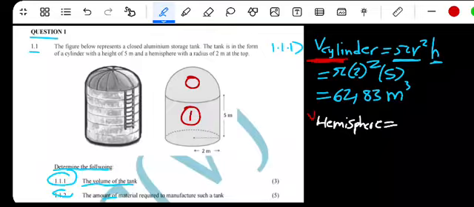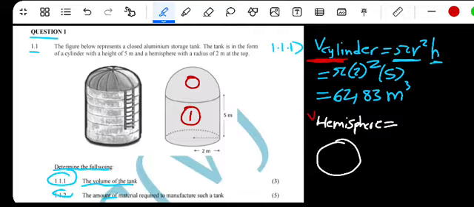What will be the volume of the hemisphere? We know the volume of the sphere like this. If you have a sphere, you must know that the volume of it is 4 over 3 multiplied by pi r cubed. But now this is for the full sphere, and here we have the hemisphere.